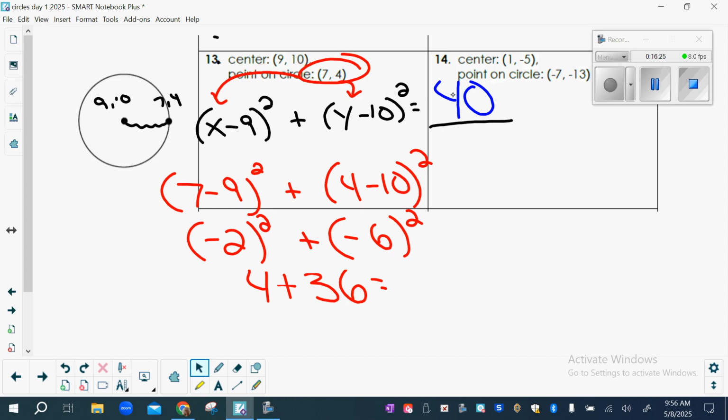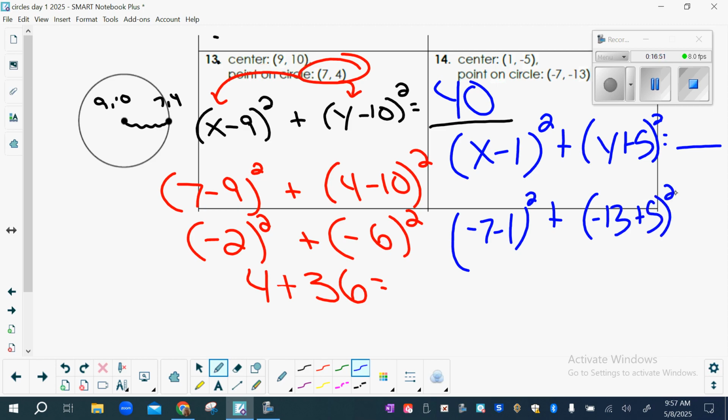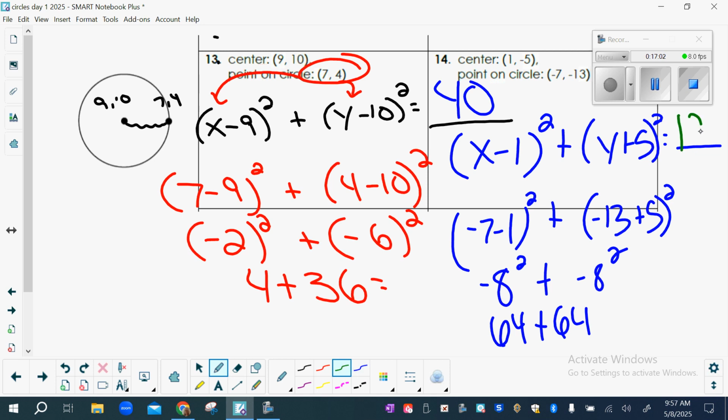Okay, here I go. Here's my equation. X minus 1 squared plus y plus 5 squared. I need it to equal something, so I'm going to plug in a random number. So I'm going to get -7 minus 1 plus -13 plus 5. Nice, easy numbers. 64 plus 64. Here's what I get. Big grand total, 128. How'd I do? Am I good?